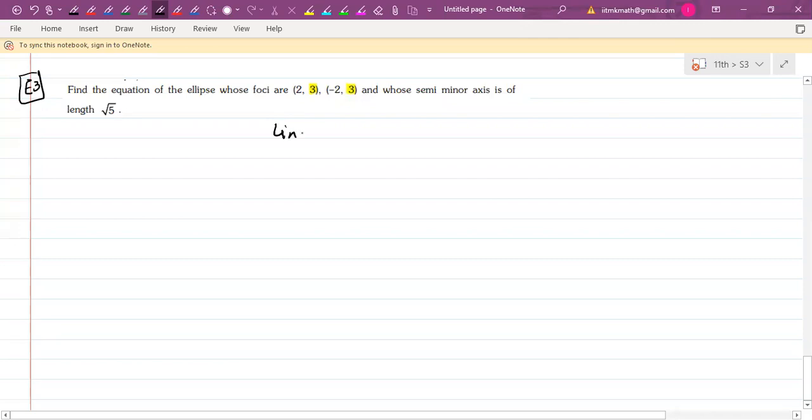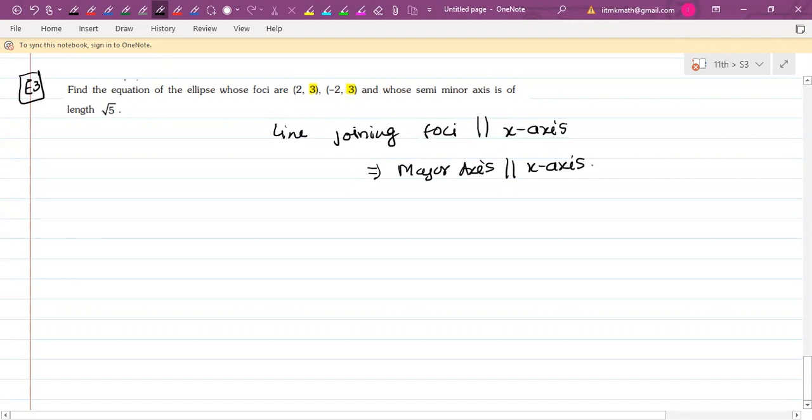So the line joining the foci is parallel to the x-axis. And if it is parallel to the x-axis, that implies the major axis is parallel to the x-axis. And you know that the major axis is perpendicular to the minor axis. So of course, the minor axis is parallel to the y-axis. So these two conclusions are very important.